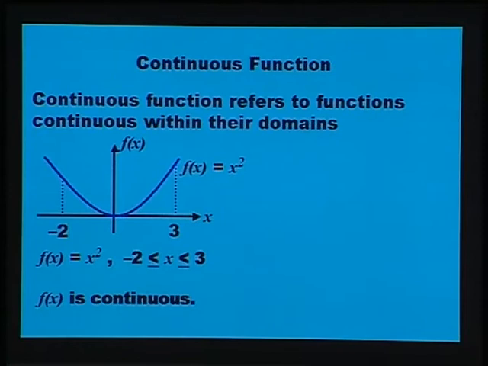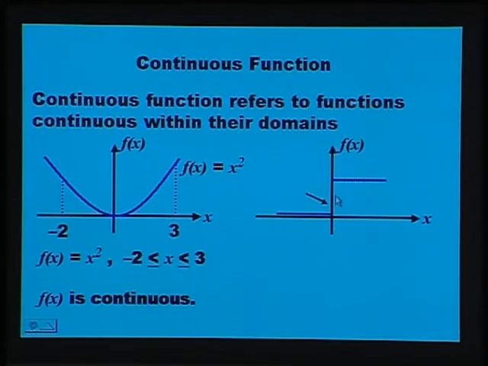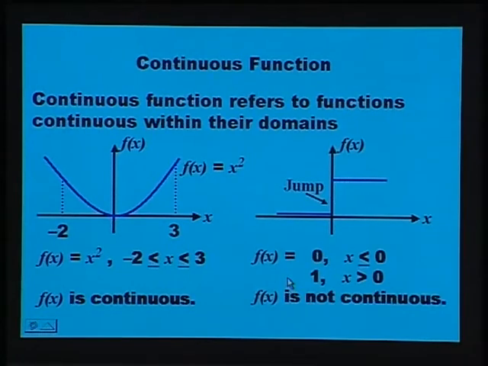Let's consider another example. fx, there is a jump in fx here, so fx will not be continuous, there is a break here, so this function fx is not continuous. fx is 0 for all negative values of x, fx equal to 1 for all positive values of x. Because of the jump, fx is not continuous.